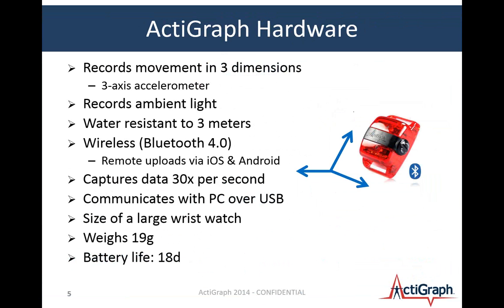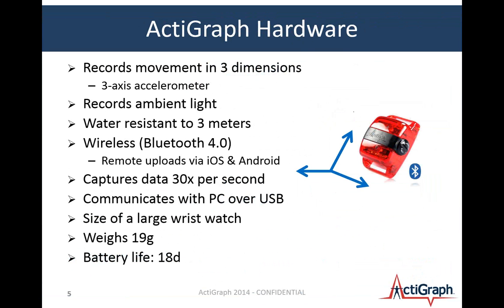Just a quick overview of our hardware. Many of you have seen our GT3X series of devices. This is a picture of one here, and the one that we sell currently is our GT3X BT, or Bluetooth device. And that device has a 3-axis accelerometer, and it records ambient light as well. We get a lot of questions about water resistance. It is water resistant to 3 meters. It is Bluetooth enabled, Bluetooth LE or 4.0 specifically. That allows us to do some remote uploads using iOS and Android applications, and we'll talk about that today.